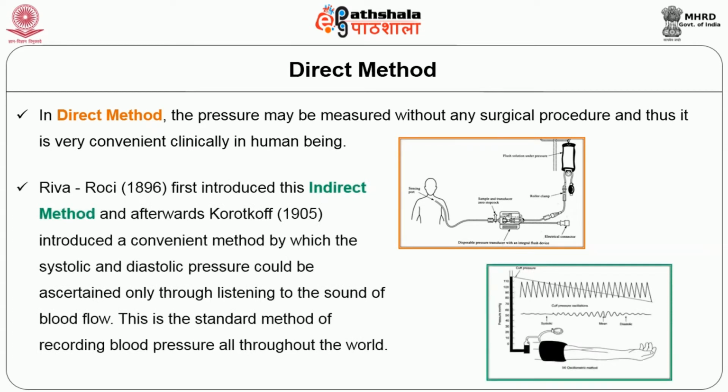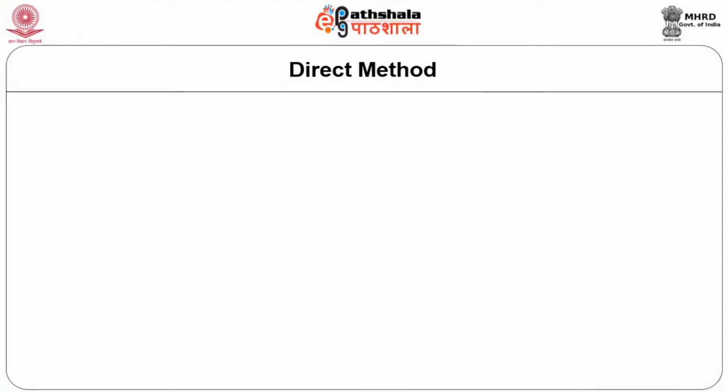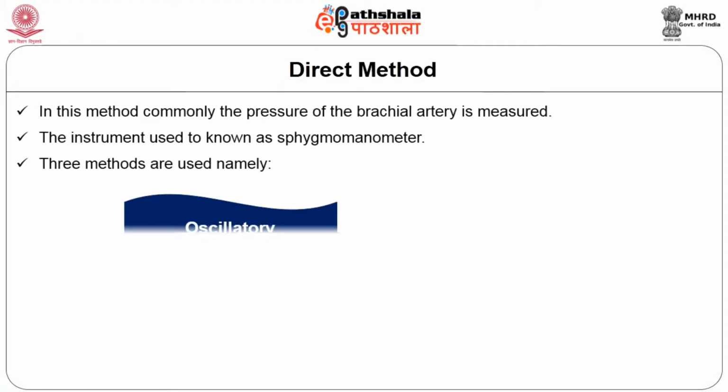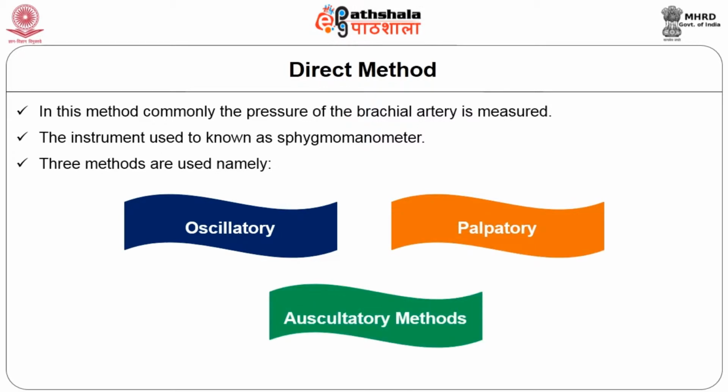Riva-Rocci in the year 1896 first introduced this indirect method, and afterwards Korotkov in 1905 introduced a convenient method by which the systolic and diastolic pressures could be ascertained only through listening to the sound of blood flow. This is the standard method of recording blood pressure all throughout the world. In this method, commonly the pressure of the brachial artery is measured. The instrument used is known as sphygmomanometer. Three methods are used, namely oscillatory, palpatory, and auscultatory methods.